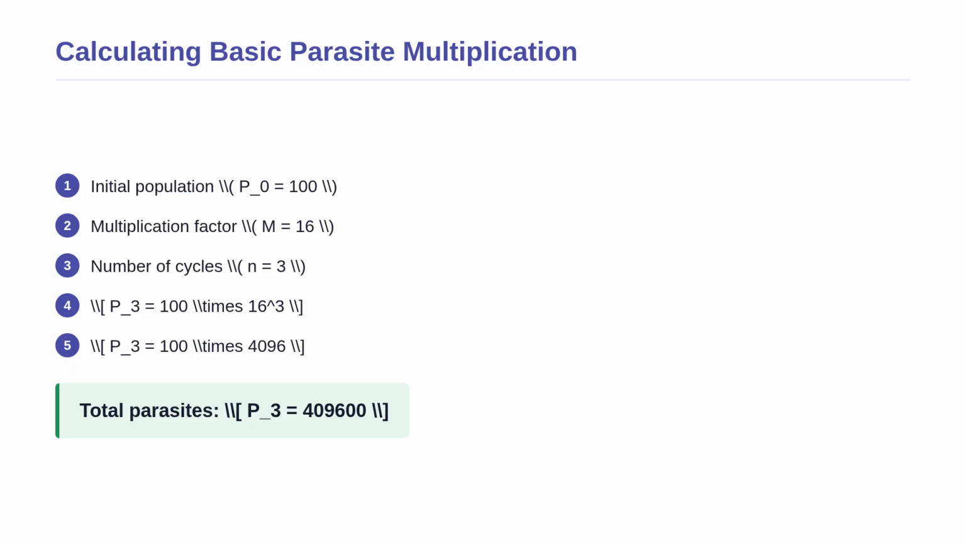First, we calculate 16 raised to the power of 3, which gives us 4,096. Multiplying this by our initial 100 parasites gives us a massive final count of 409,600. This physically explains why symptoms escalate so rapidly.